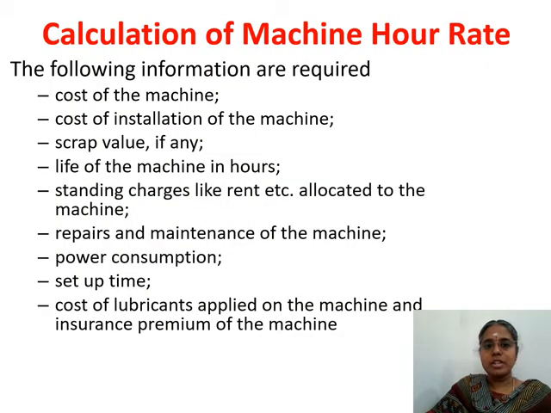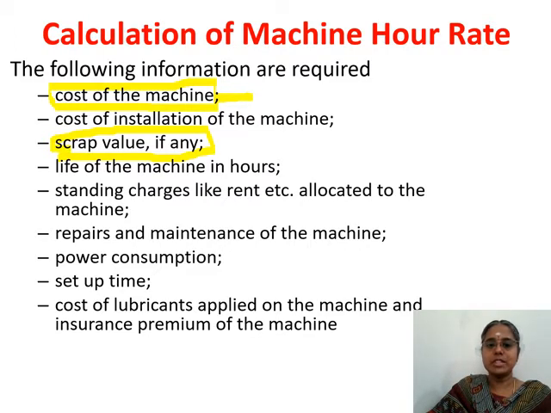For calculating the machine hour rate, the information that you require begins with the cost of the machine. I told already in the classification of costs about capitalized cost. What is the use of that cost? Will we use it directly? No, we will not use it directly. We use it for depreciation calculation. The cost of the machine and the scrap value are used for calculating the depreciation.